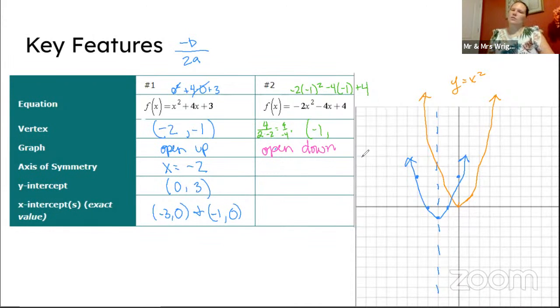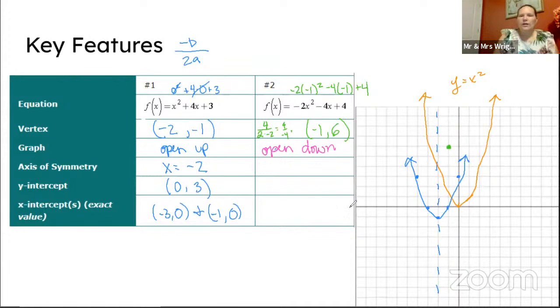Let's see. -2 plus 4 is going to be a +4 plus 4 is 6. I'm going to say it's 6, but let's use a calculator just to be sure. -2 times (-1) squared minus 4 times (-1) plus 4 equals 6. All right, so -1, 6. So let's go over -1 and up 6. 1, 2, 3, 4, 5, 6. So that's our vertex. Wow, that's pretty high, isn't it?